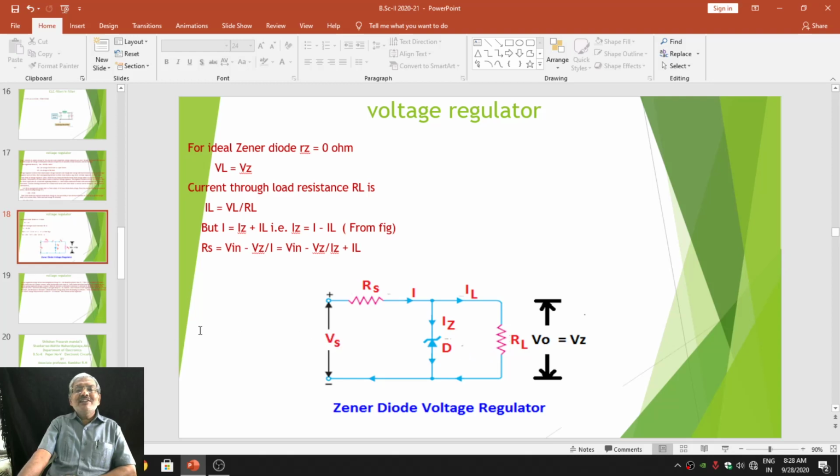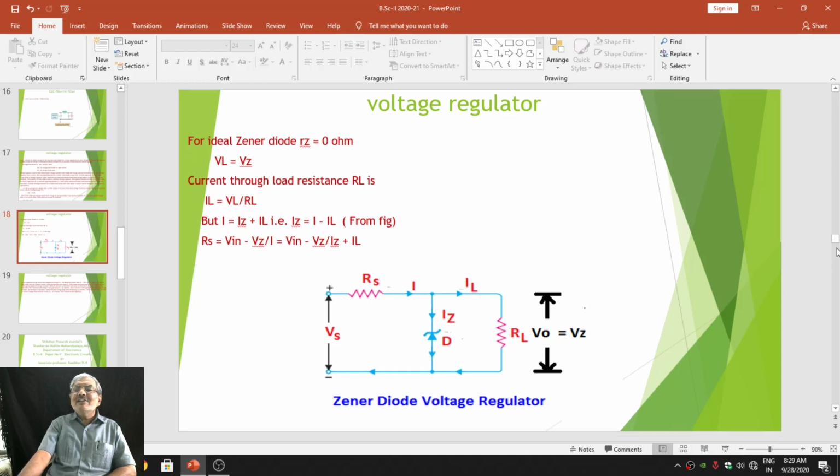On this side there is a rectifier and a filter, and the output of the filter is connected as an input to the Zener diode regulator. The Zener diode is connected in shunt to the unregulated power supply and the load resistance. I is the total current that flows through Rs. Out of the total current, Iz will flow through the Zener diode and IL will flow through the load resistance. This will develop the output voltage VO or VL equal to Vz. It is the regulated output voltage. So it is a very simple circuit which can be used as a voltage regulator.